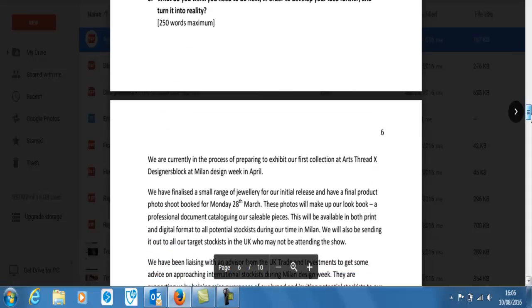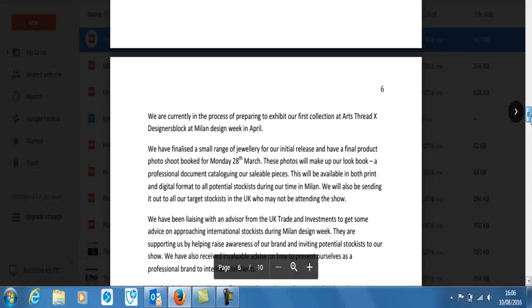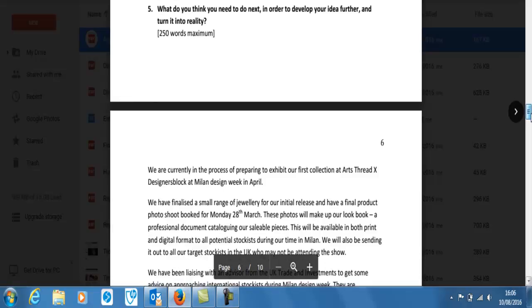Okay, next question is, what do you think you need to do next in order to develop your idea further and turn it into reality? So what we're getting at with this question is, do you have the ability to plan effectively? Again, there's one thing having a great product which has impact and there's a large enough user group who would make it worthwhile. But have you got the ability to set all these tasks in order and make sure that they're done by the right person? Really, that's what we're getting at here.